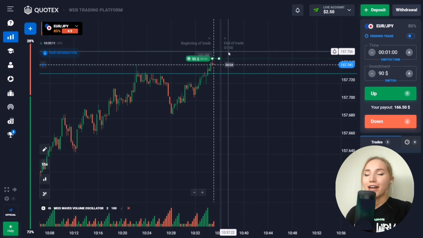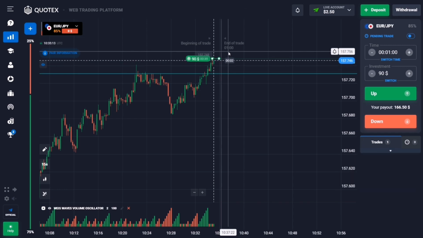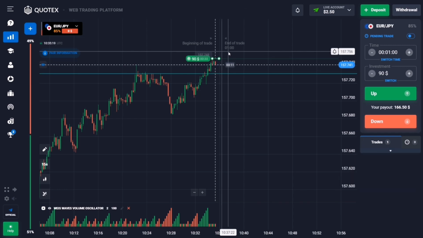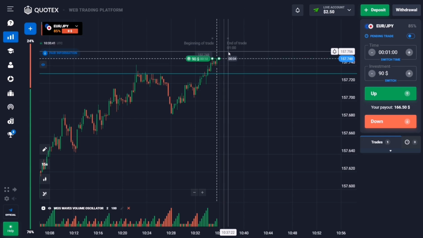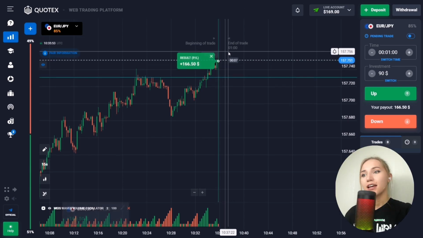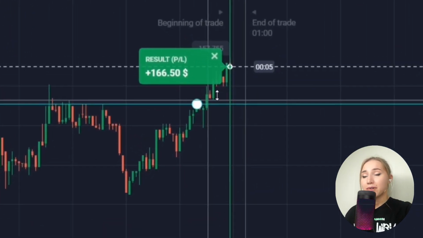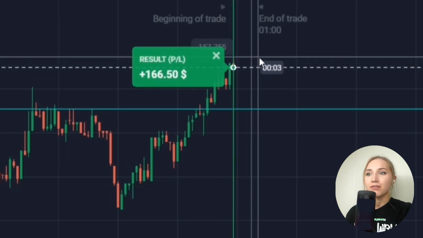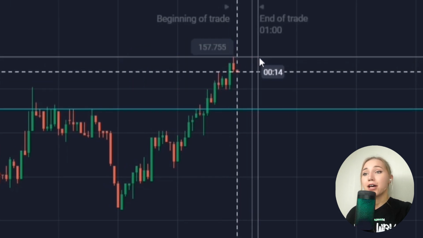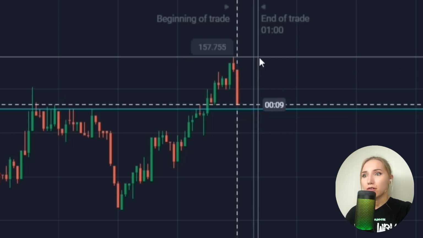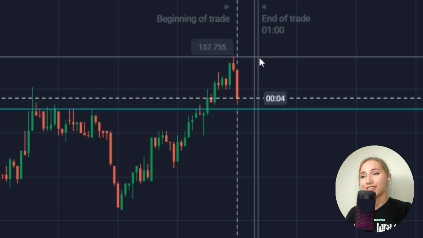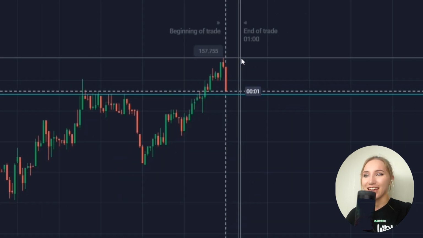So let's wait for the end of this trade. It is very good, guys, because the price really moved higher as we've analyzed it. So it brought us the profit, and so right now this is the correction movement. The pullback down occurred.